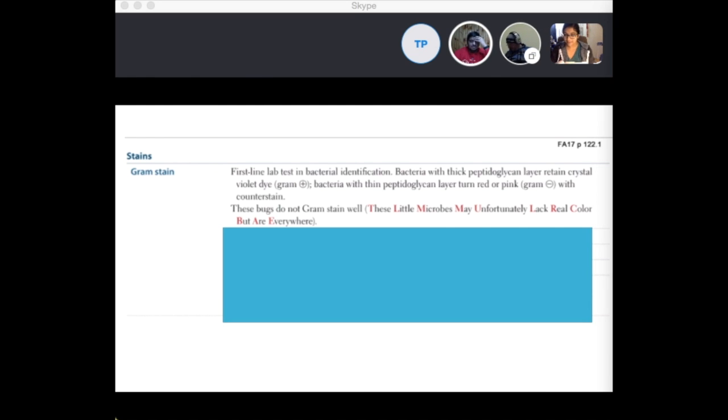Mycobacteria. Mycoplasma. They're both right, mycobacteria and mycoplasma. Legionella. Chlamydia? Yes. Rickettsia?